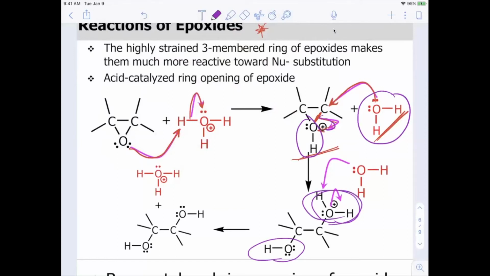Now in the last step, to get to our final product, we have another molecule of water that's going to deprotonate that charged oxygen. So we're going to pull that proton off. These two electrons will kick back onto the oxygen.